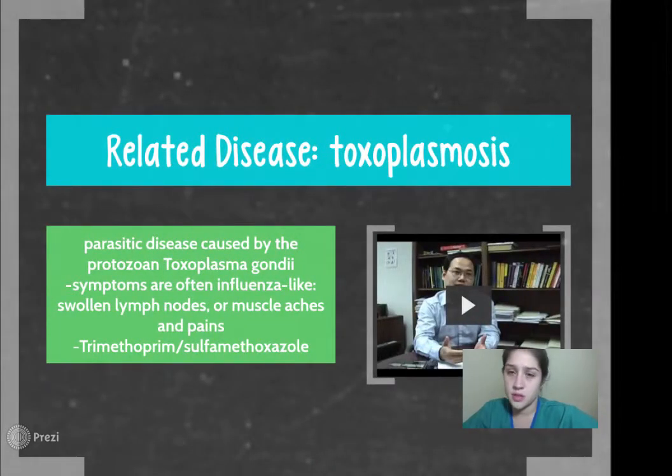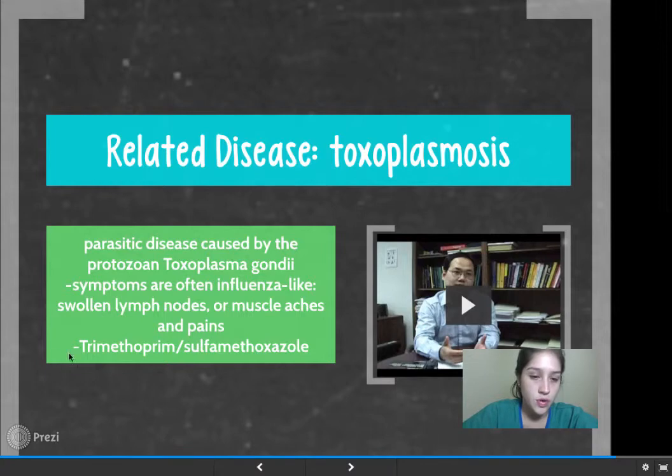And a related disease is toxoplasmosis, which is a parasitic disease caused by the protozoan Toxoplasma gondii. The symptoms are often influenza-like, which include swollen lymph nodes or muscle aches and pains all over the body. Still in a generalized way, the treatment is this combination of drugs right here.